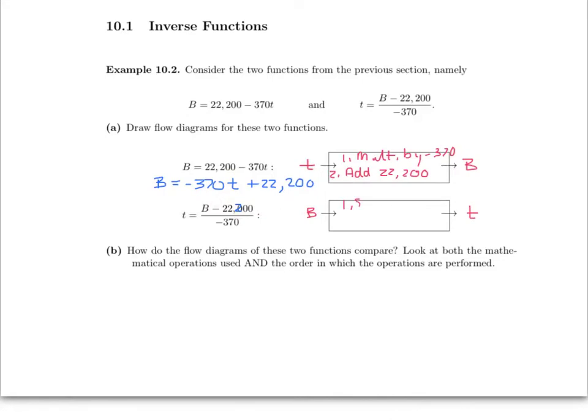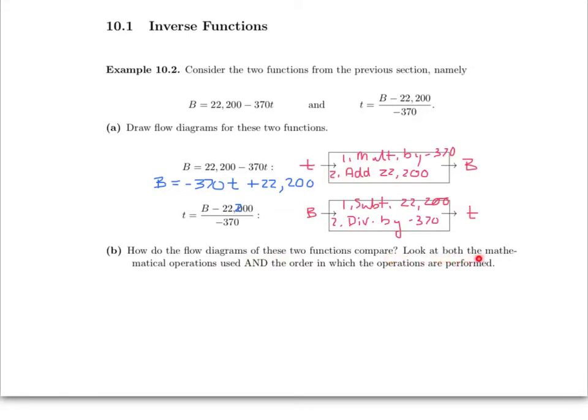So we have to subtract 22,200, and then what happens? Well, the result is divided by a negative 370. So we divide by negative 370. And once that's done, we arrive at our output t. So let's look at part B. How do the flow diagrams of these two functions compare?